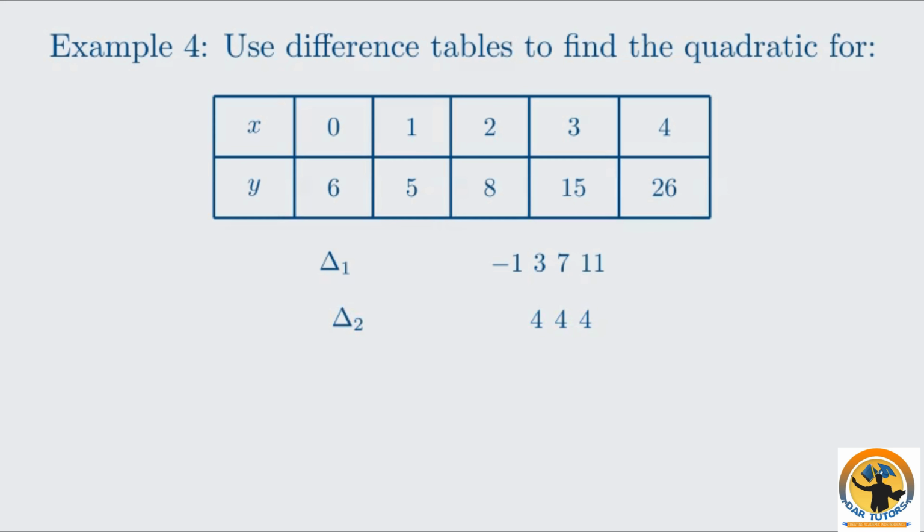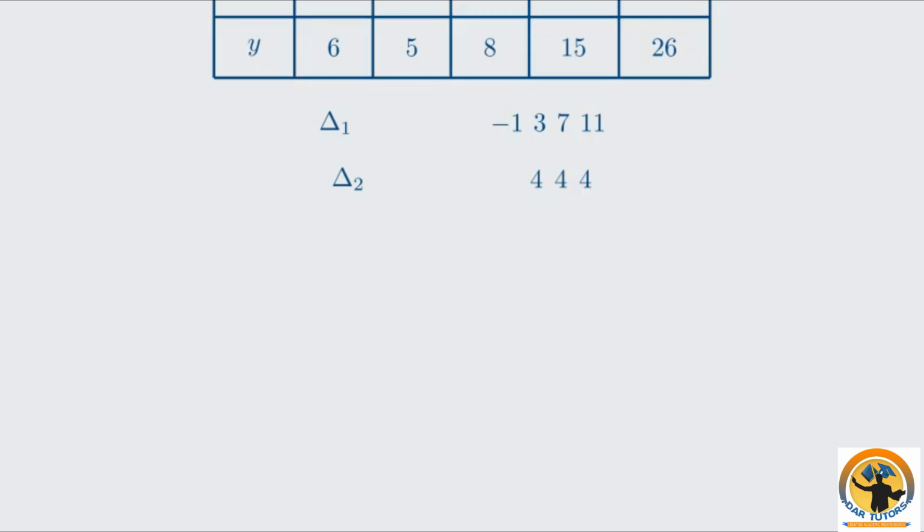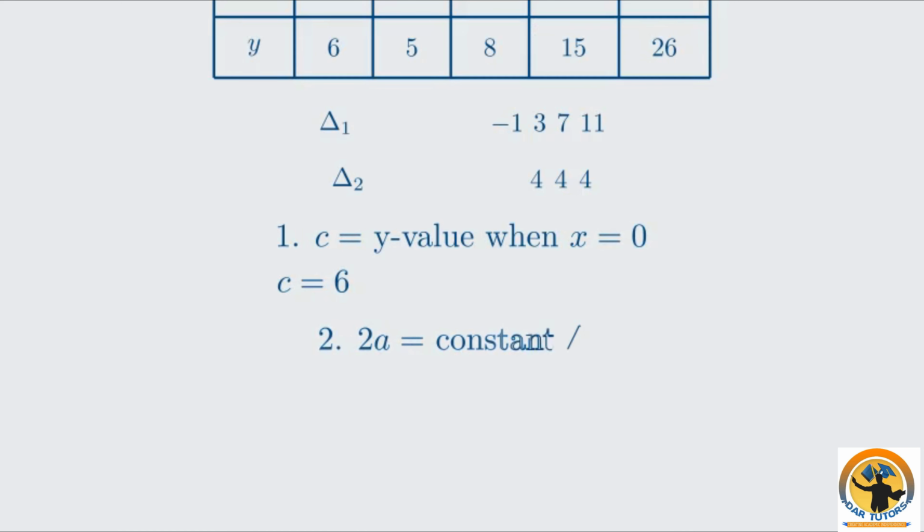Now we can find the equation y equals ax squared plus bx plus c. From our table, we can extract three key equations. The y value when x is 0 is the y-intercept, c. So c equals 6. The first-second difference is 4. We know that 2a equals the constant second difference, so 2a equals 4, which means a equals 2.